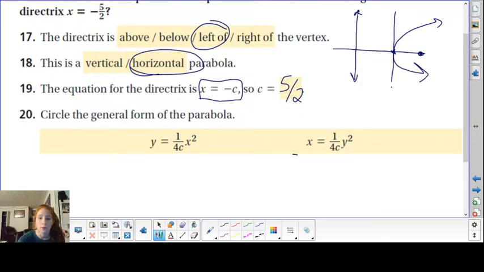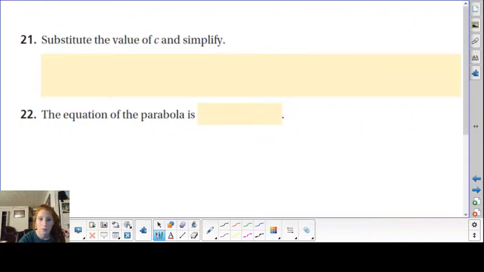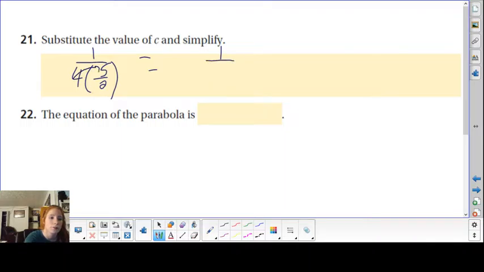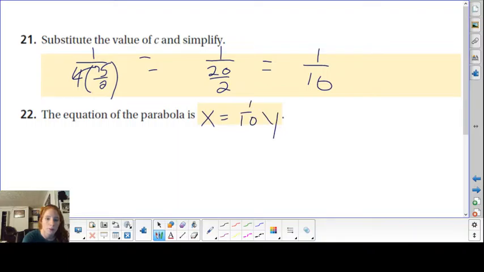We're going left and right, so we're going to have x. Again, these next ones are going to correspond with these questions. Since c was 5 over 2, I have 1 over 4 times 5 over 2. Multiplying the whole number with the one on top would give me 20. 20 divided by 2 is 10. So I get 1 over 10. So I have x is equal to 1 over 10 times y squared.